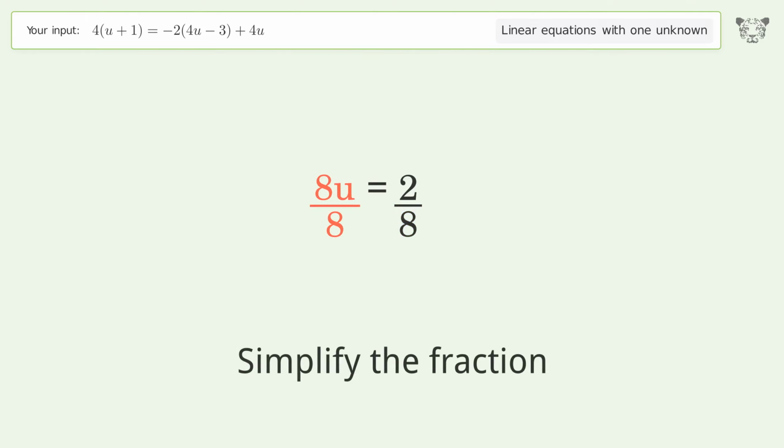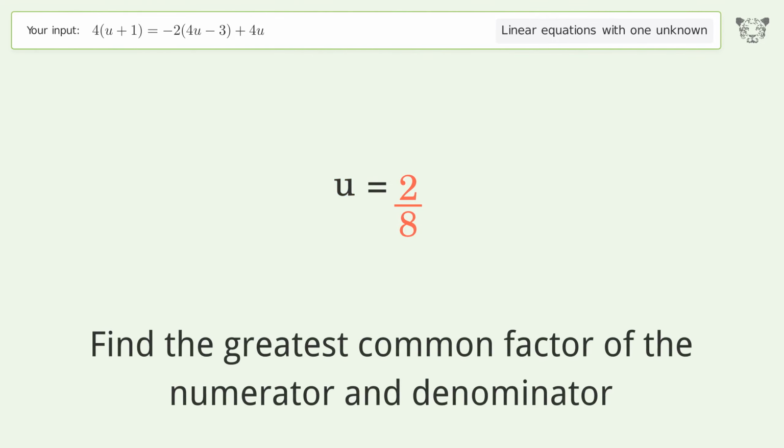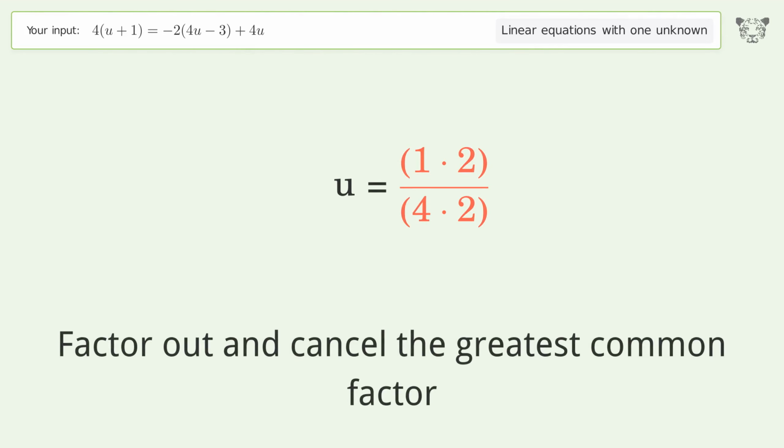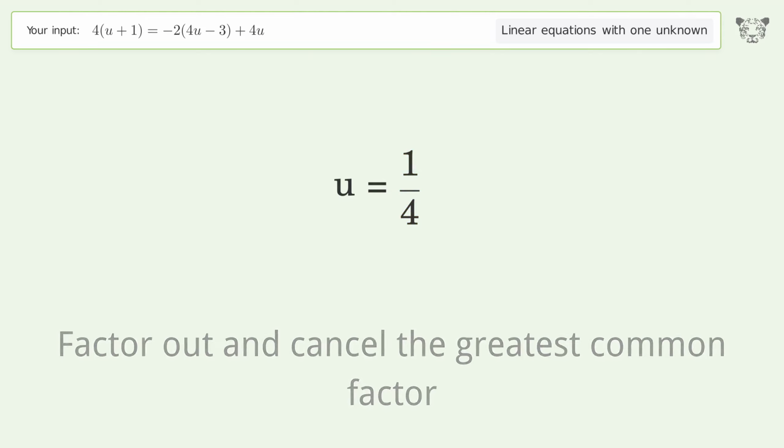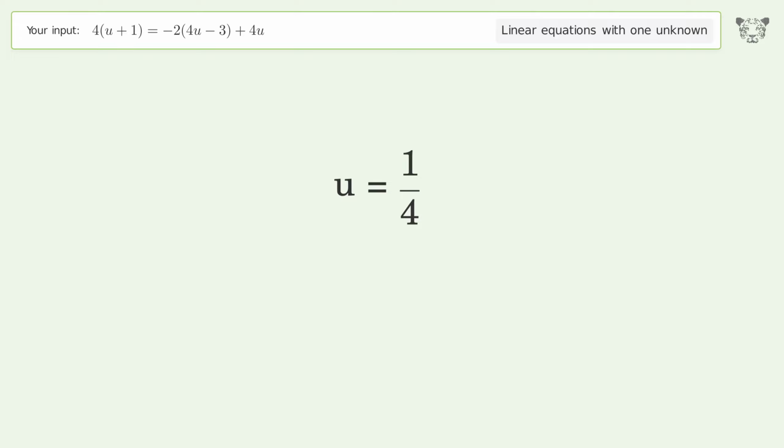Simplify the fraction. Find the greatest common factor of the numerator and denominator. Factor out and cancel the greatest common factor. And so the final result is u=1/4.